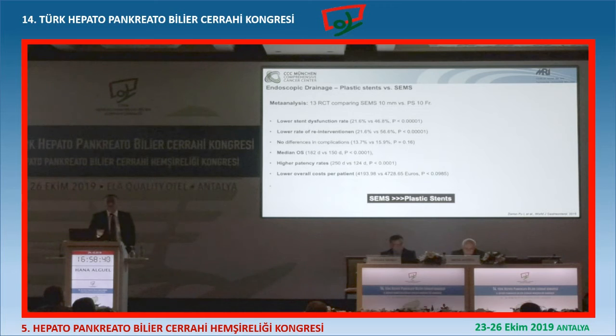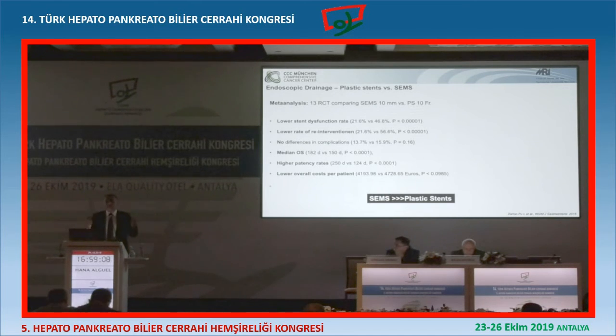I mean, this is something that everybody can appreciate. And it seems that there is no difference in complication. Median overall survival seems to be better in those patients that received a metal stent due to biliary obstruction. And the patency rate was higher in the metal stent patient with 250 days versus 124 days. So it seems to be doubling in this metal stent group. And the overall cost per rate are not higher in the metal stent group.